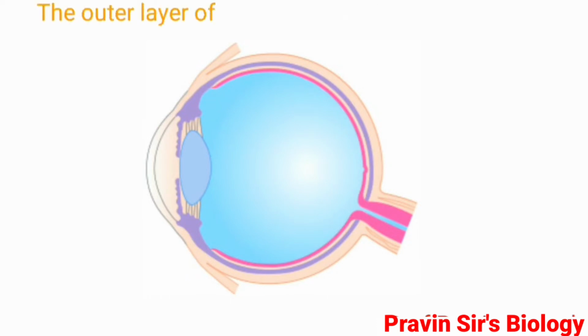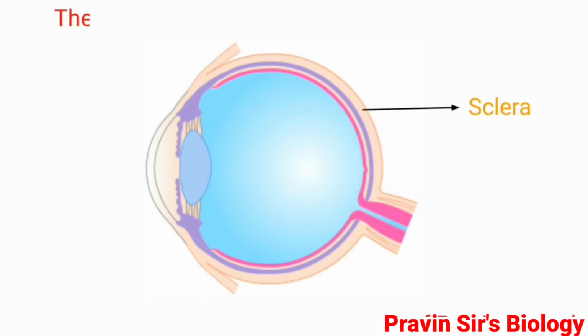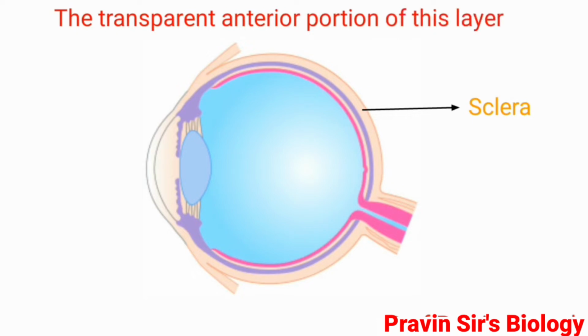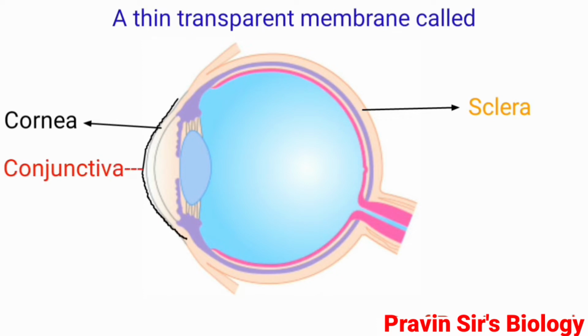The outer layer of dense connective tissue forms the sclera. The transparent anterior portion of this layer is termed the cornea. A thin transparent membrane called conjunctiva is present in front of the cornea.